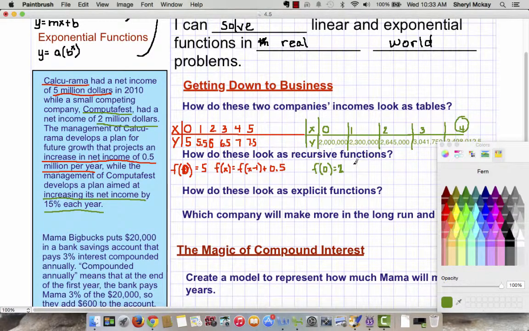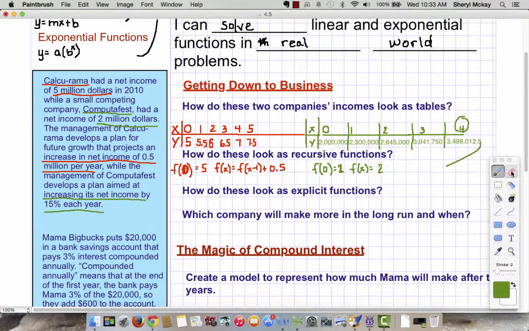and f of x is equal to the 2 million, okay, we're going to start with the 2 million, oh, sorry, that's not correct either. Let me start again. I'm trying to do an explicit formula, and I really need to be doing a recursive formula.